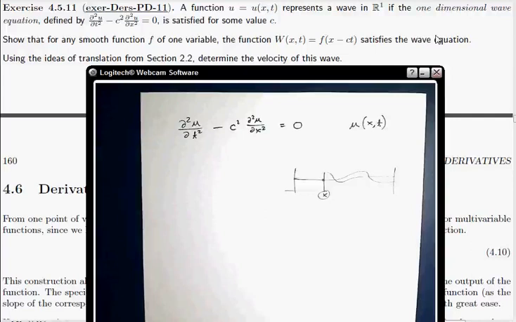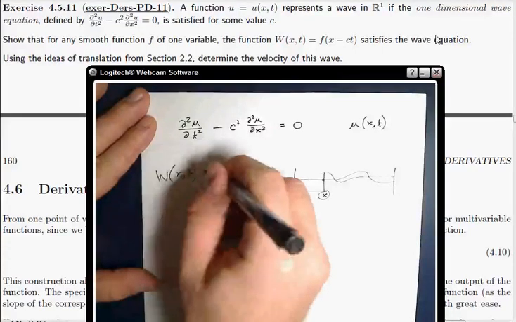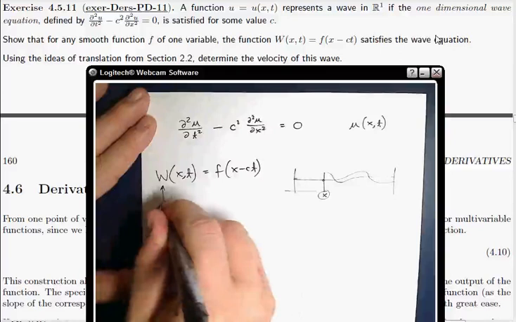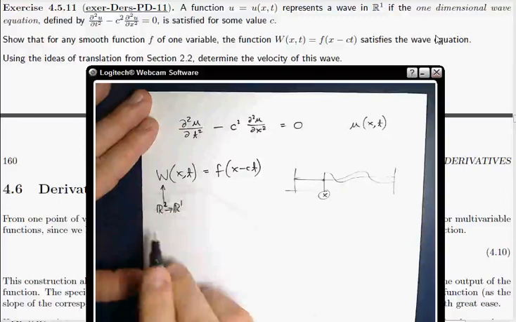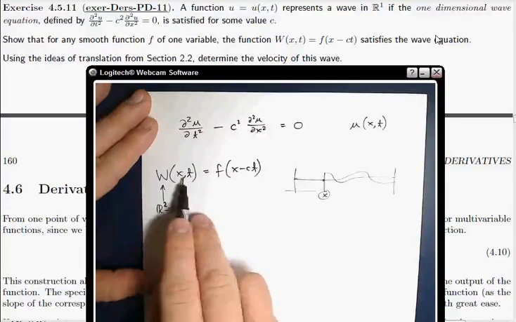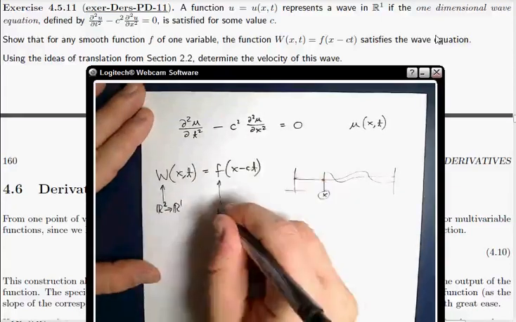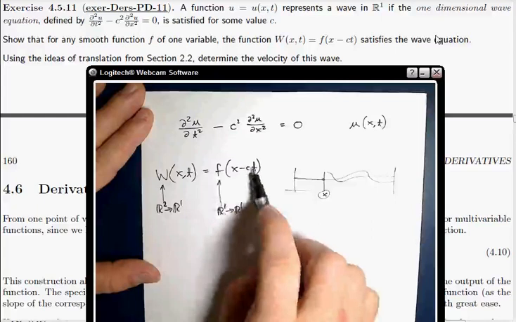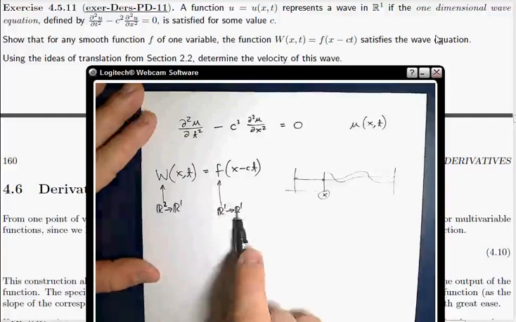Okay, so I've given you a particular function: w of x comma t is f of x minus ct. Importantly, this is a function from R2 to R1. This function has two input variables, x and t. Right? Who asked me this question? I forgot already. Yeah, okay, right. Two input variables. This function f only has one input variable. It is just a single variable function, because a single number, x minus ct, goes into it, and out comes a value, f.